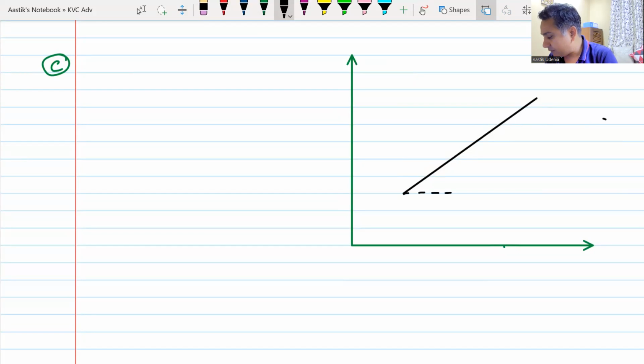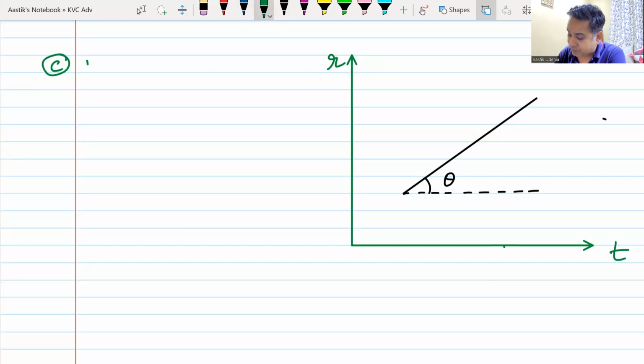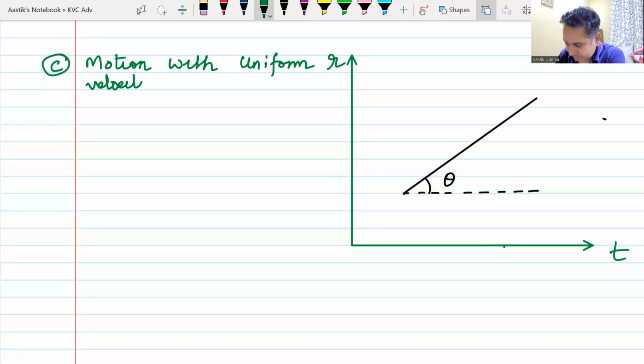Now, what does this graph represent? Again, this is a graph drawn between t, time, and r, position, a position-time graph. What does this represent? This represents the angle theta, yes or no? This represents a motion with uniform velocity, yes or no? Do we understand this? This represents a motion with uniform velocity. Do we understand this?